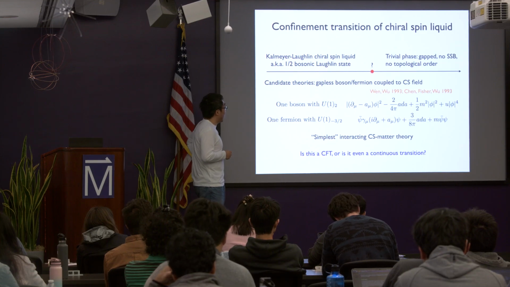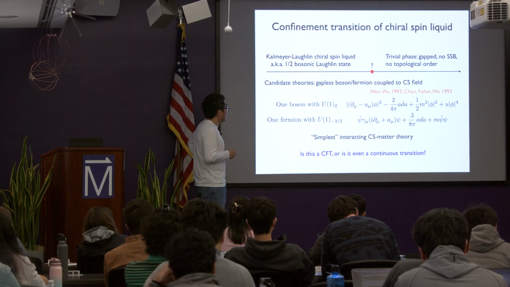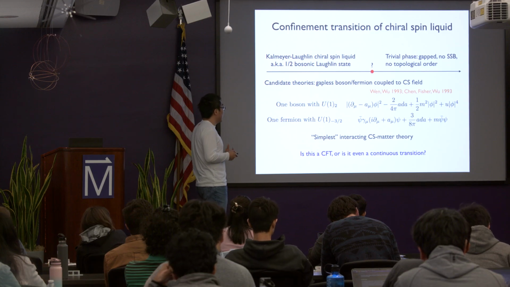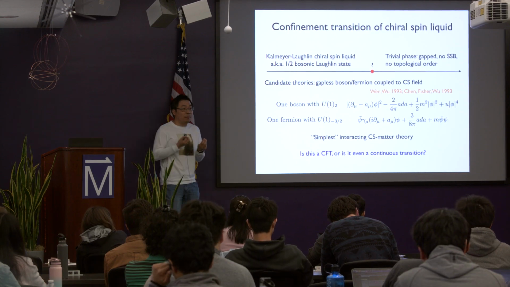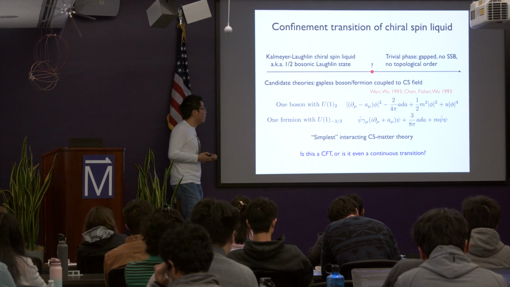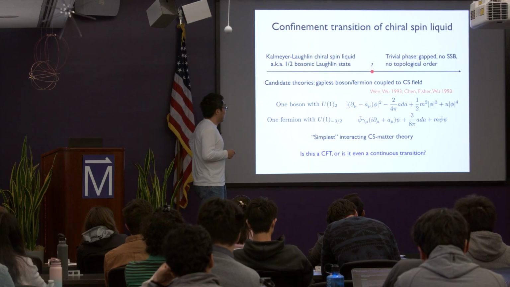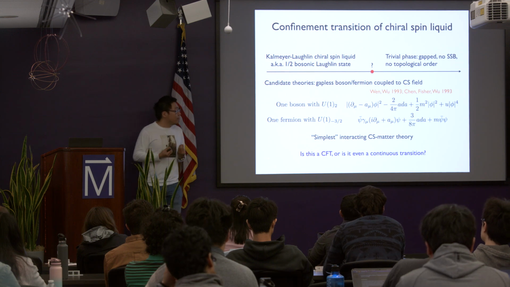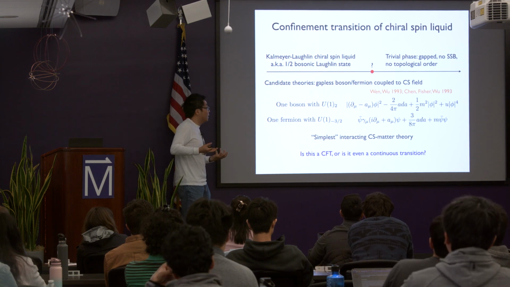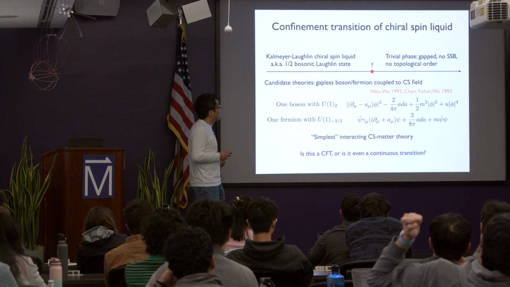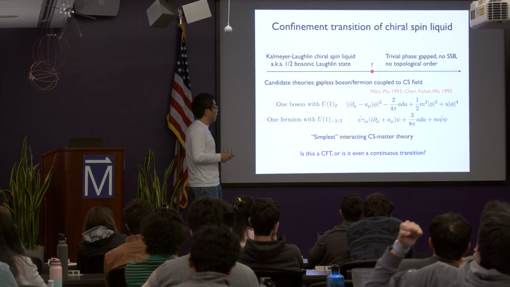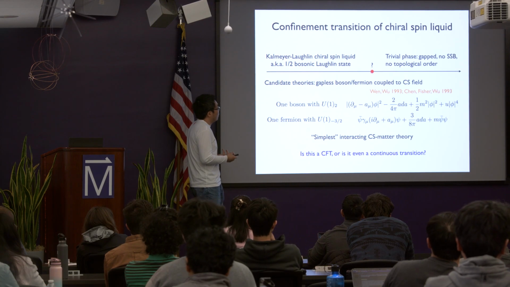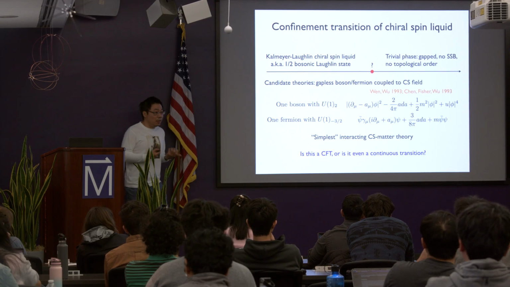So one theory is one boson coupled with U(1) level 2. Its Lagrangian is like this. This boson is nothing but the composite boson. So depending on whether the composite boson is condensed or gapped, you will get either this one-half Laughlin state or the trivial phase. And when the boson is critical, you get the critical phase transition.